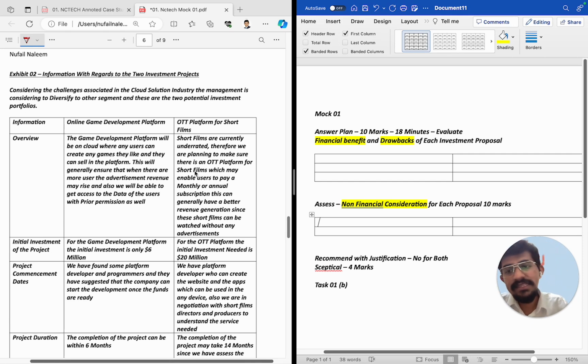Considering the challenges associated with the cloud solutions industry, the management is considering diversifying into other segments, and there are two potential investment portfolios.